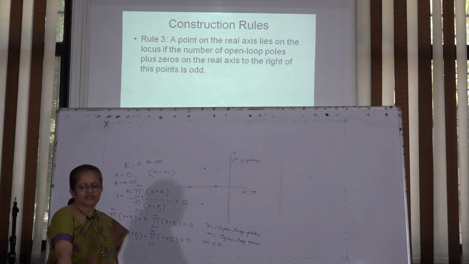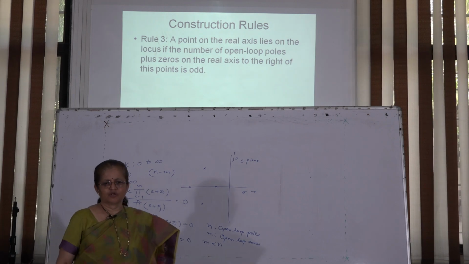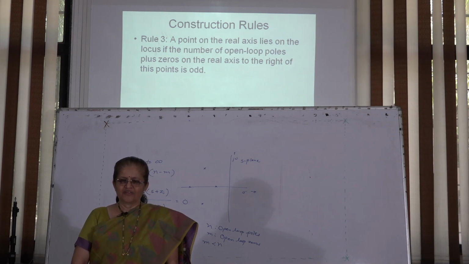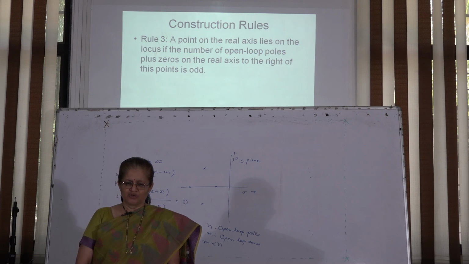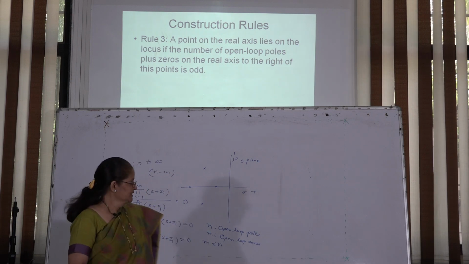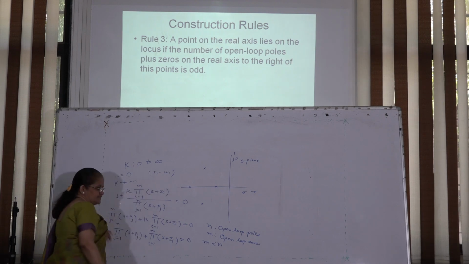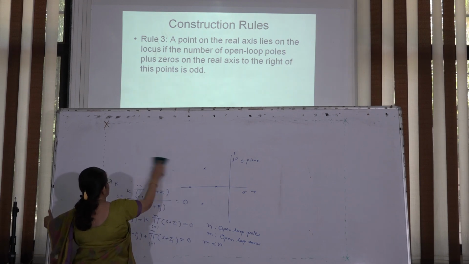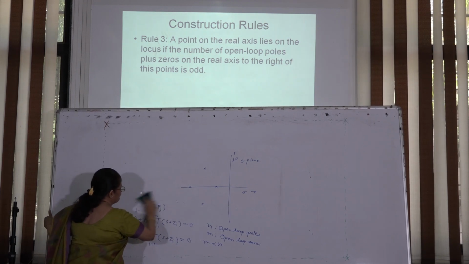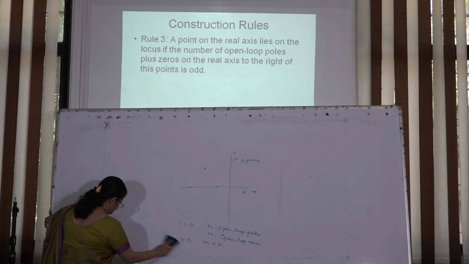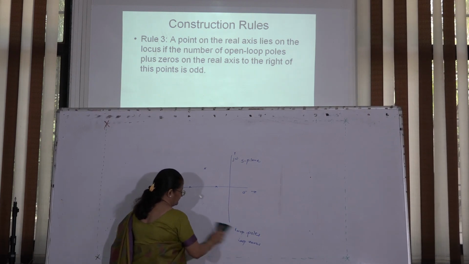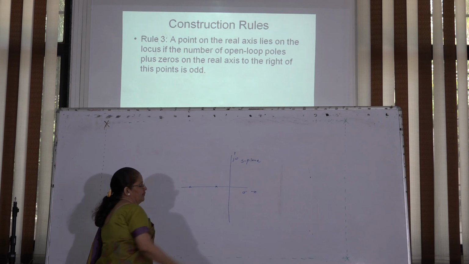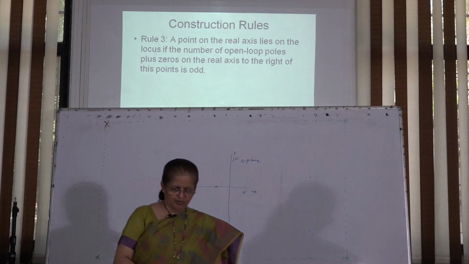Third rule: a point on the real axis lies on the locus if the number of open loop poles plus zeros on the real axis to the right of this point is odd. Okay. So, now I will try to explain this term particularly. So, we will consider some open loop poles and some open loop zeros on the S plane.